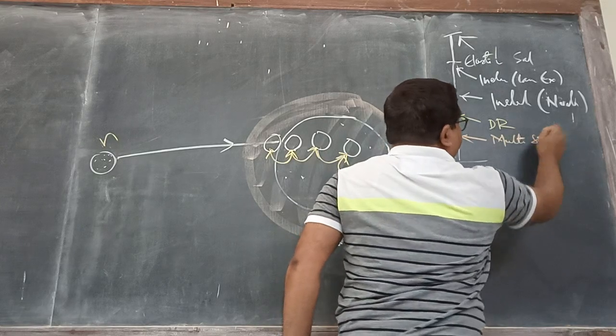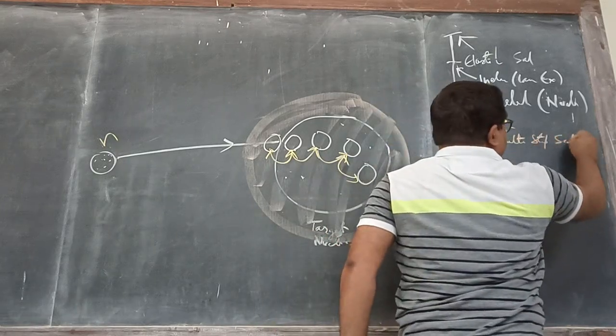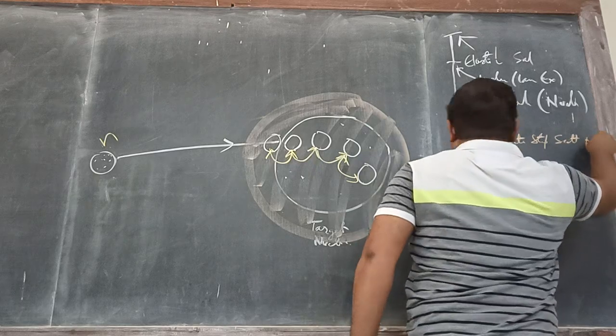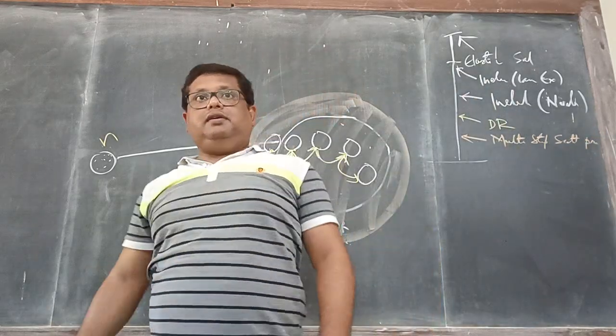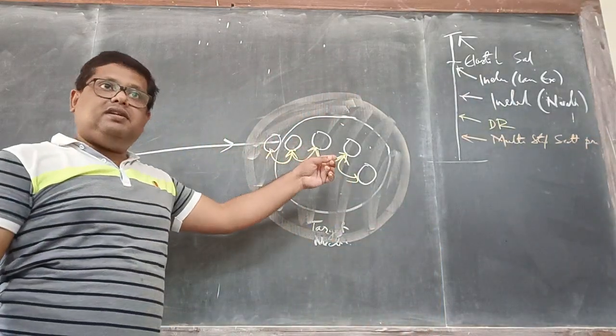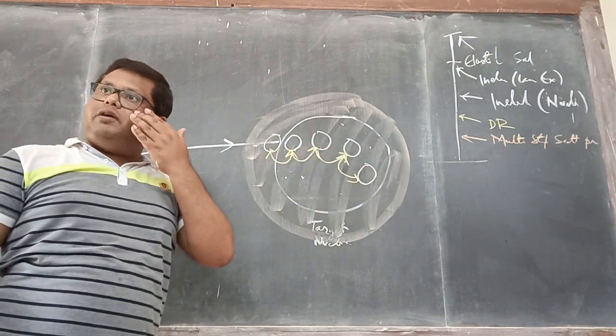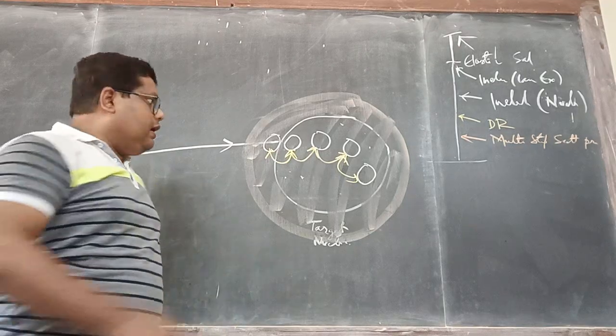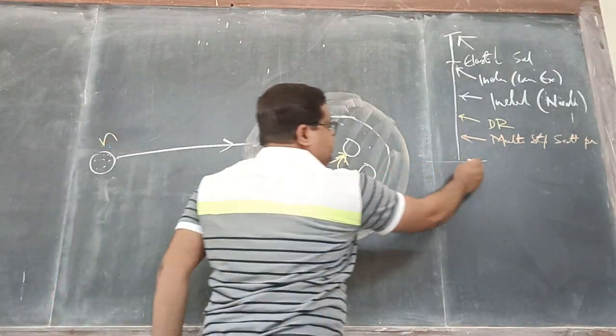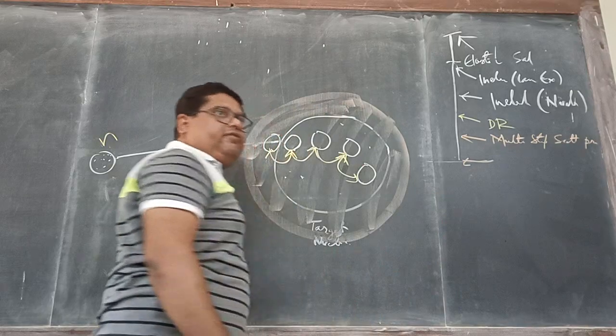Multiple step scattering process. And obviously a reaction is happening here, but through multiple steps. Now you must have heard about compound nuclear reaction. What is that? Compound nuclear reaction lies over here, where the impact parameter is 0.